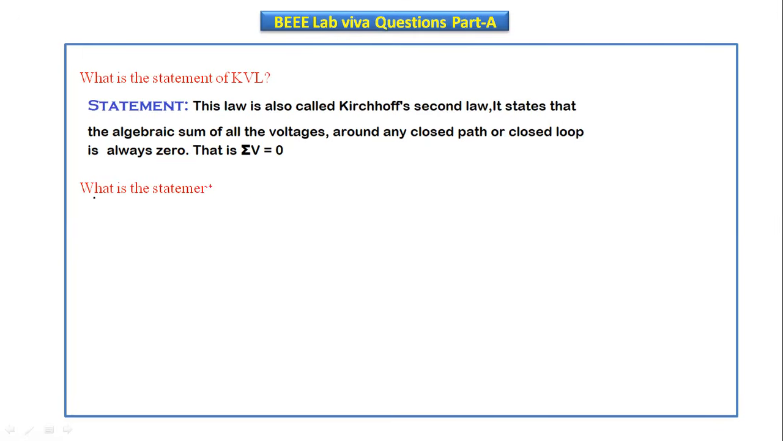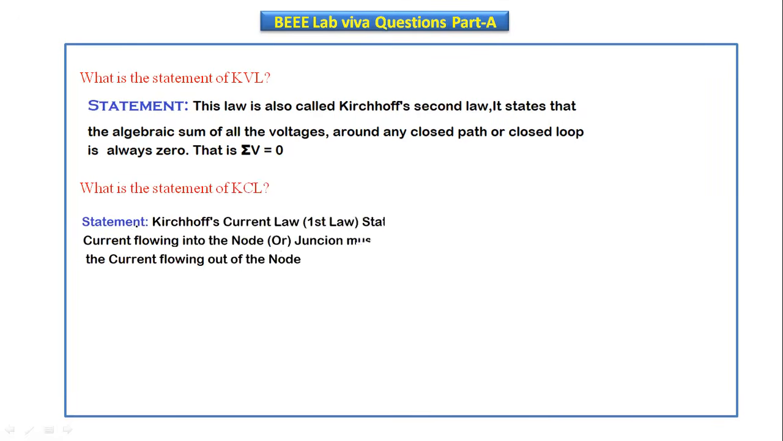Next, what is the statement of KCL, Kirchhoff's current law? Kirchhoff's current law states that the current flowing into any node or junction must be equal to the current flowing out of the node. Entering currents are equal to the leaving currents. That is called KCL, Kirchhoff's current law.